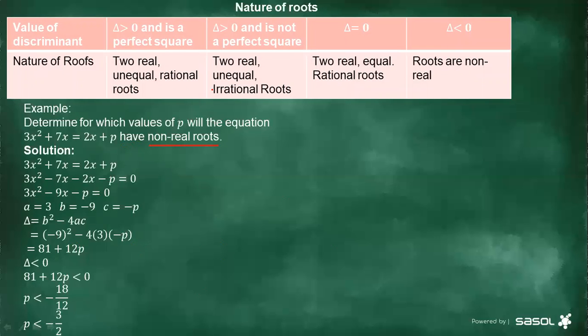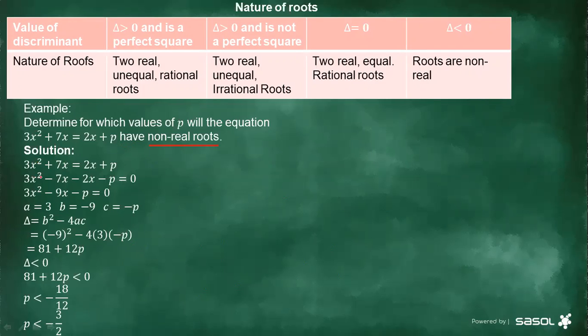You must know this table. If the nature of roots is two real and equal rational, real and unequal irrational, real and unequal rational, and the last one is non-real. I will explain later how we use this table. It's very important to know it because it's not on the formula sheet. You must know it if your question comes under nature of roots.